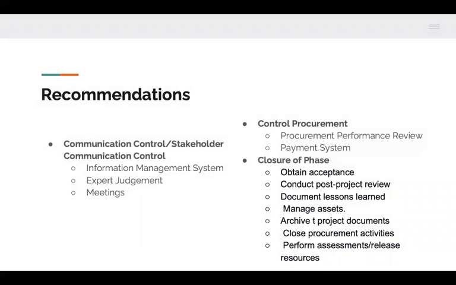And finally, for the closure of the project, these key tasks should be completed to ensure proper project closure, which includes obtaining acceptance by the sponsor to formally close the project, conducting post-project review, documenting lessons learned, applying appropriate updates to organizational process assets, archiving relevant project documents, closing out all procurement activities, performing team members' assessments, and releasing project resources.